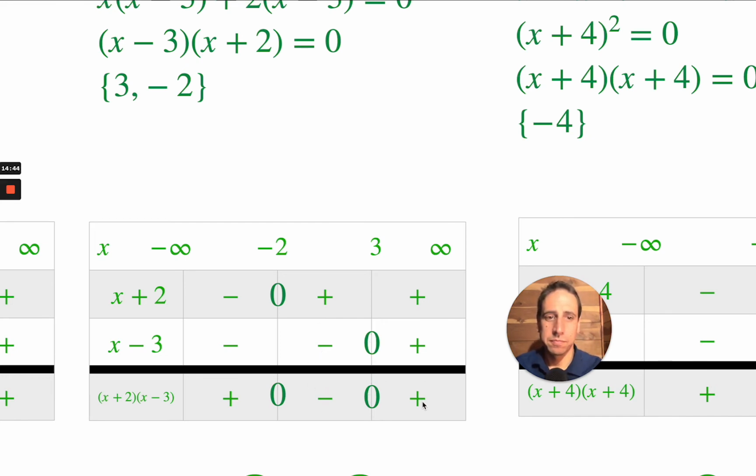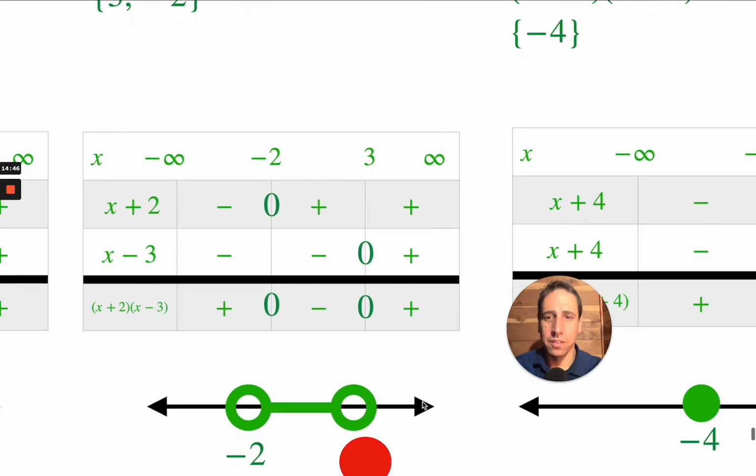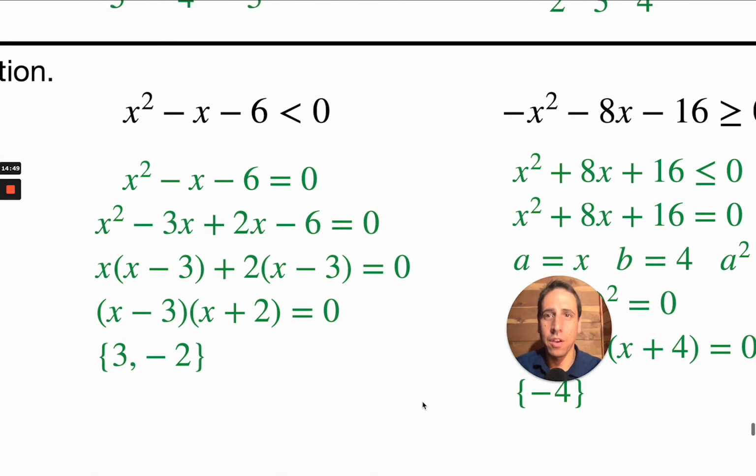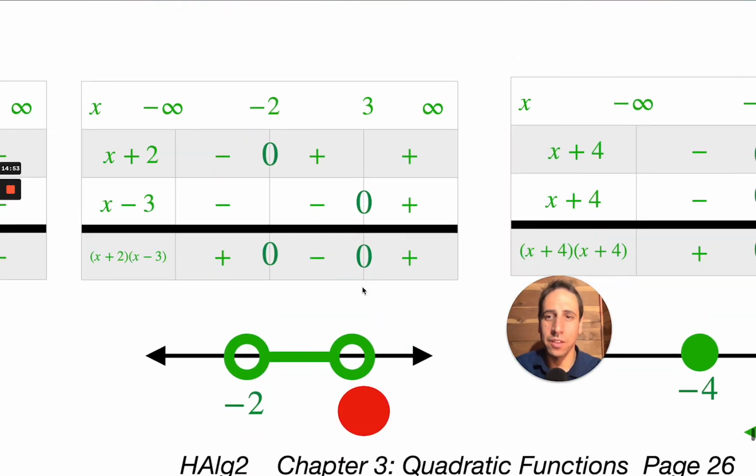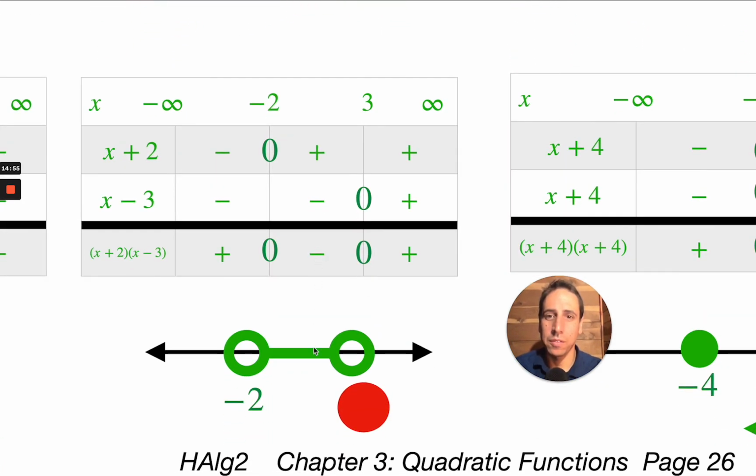Great. So what that means is we want to know, when is this inequality less than 0? Well, I'll tell you when it's less than 0. It's less than 0 here in the middle, and that's what we're going to shade in. It's not less than 0 at the endpoints. It's actually equal to 0 there, so it does not satisfy the inequality. Leave that dot open here. Leave that dot open here, but all the numbers in between negative 2 and 3 are going to work. And that's that.